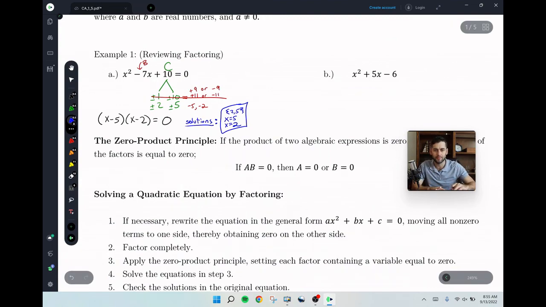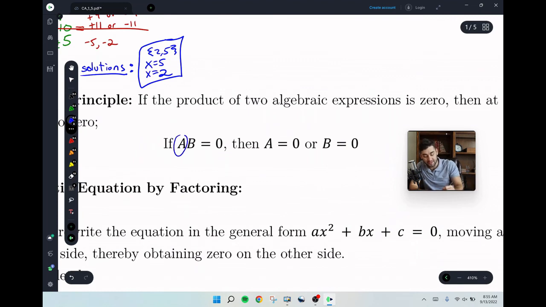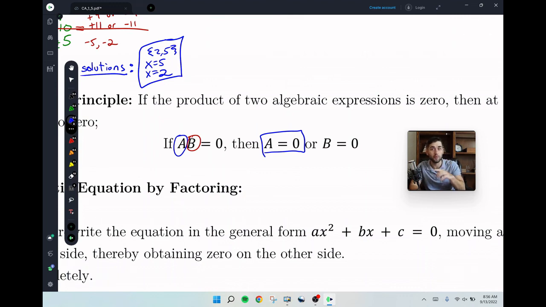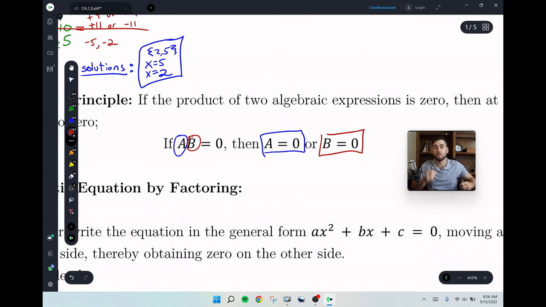So the zero product principle basically says, hey, if I've got something, could be a number, could be a long term, could be in parentheses, could be not, and then some other thing multiplied by each other, then either that blue circle, that A term, or number, or anything, it better be 0, or that red circle, that B term, better be 0. There's no other way for this to happen.